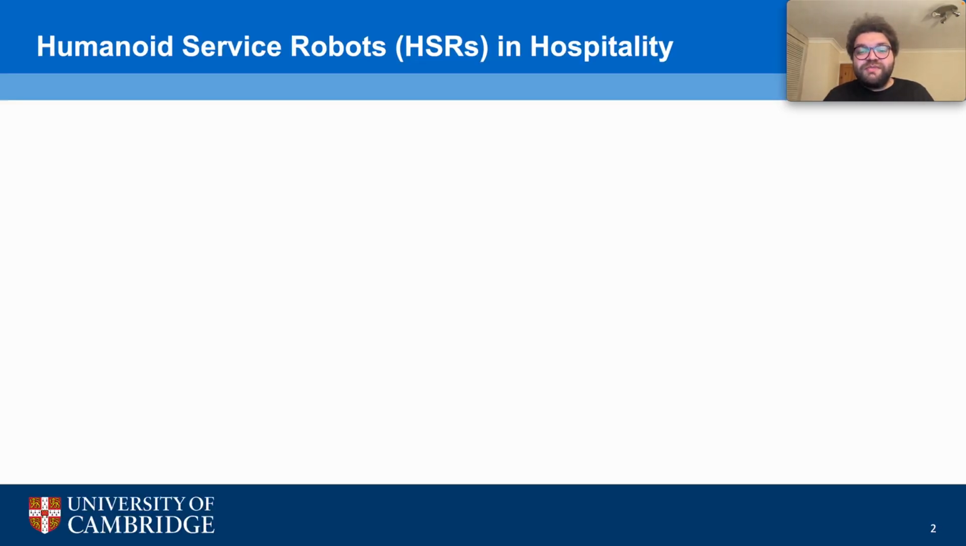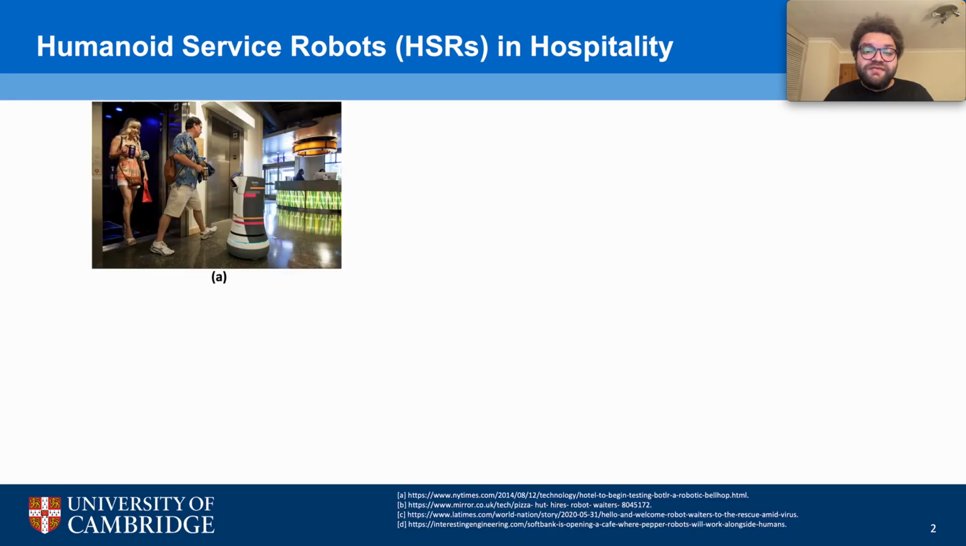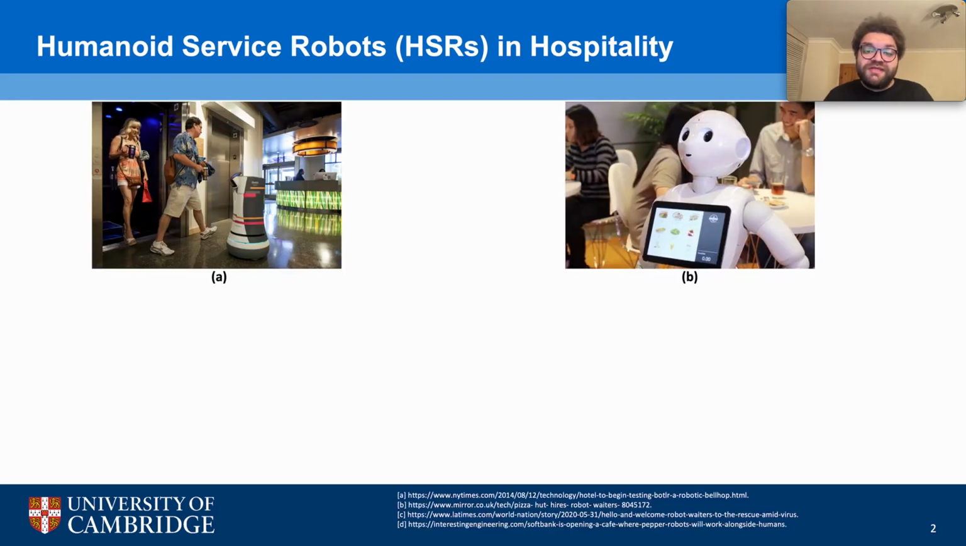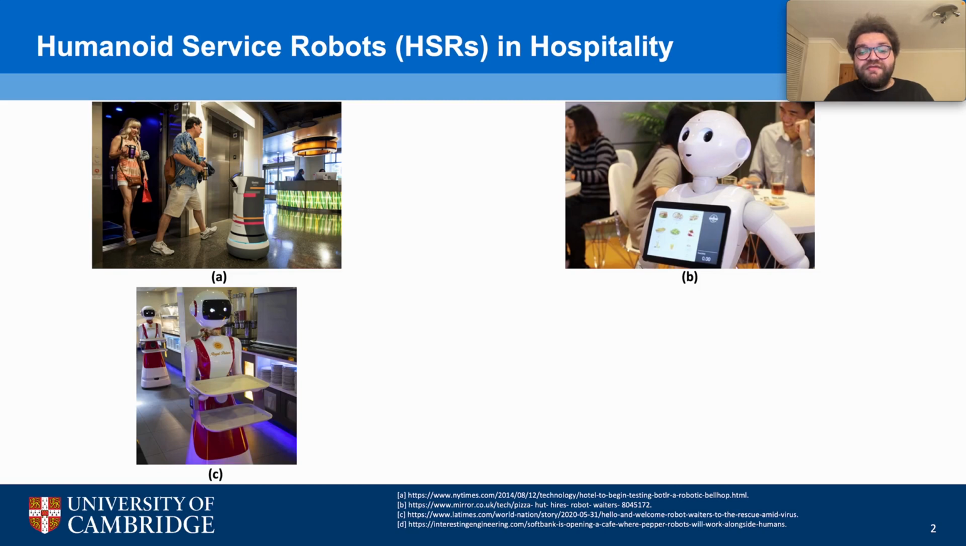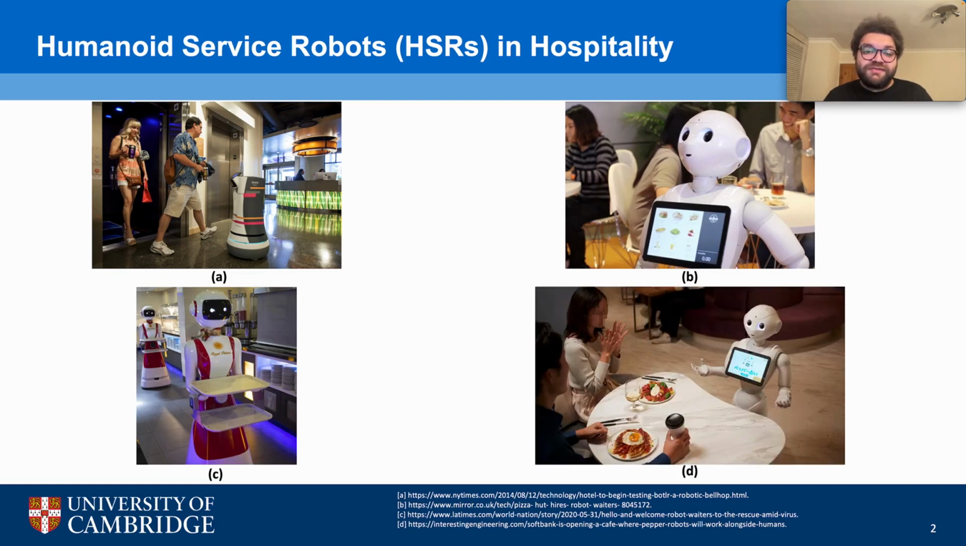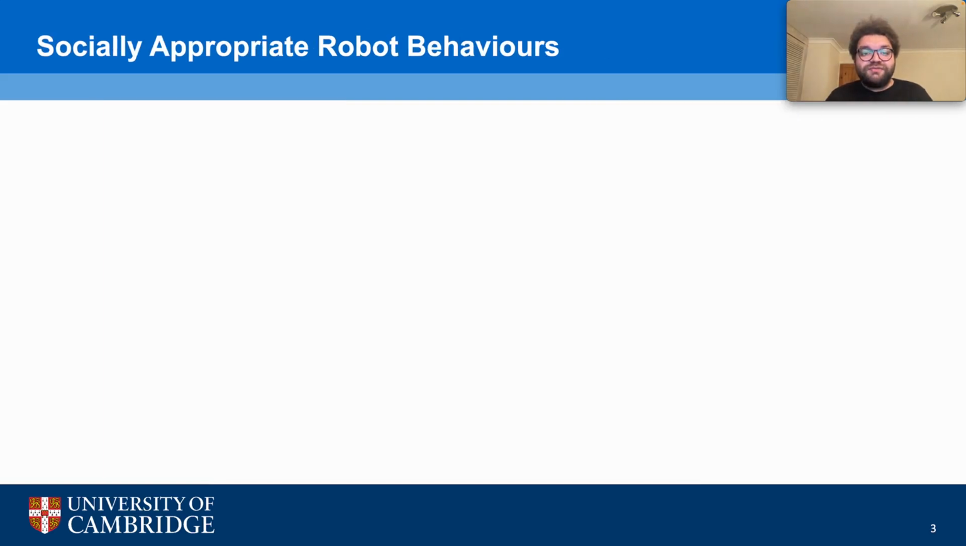Humanoid service robots are becoming more and more prevalent in the hospitality industry, whether it's conducting deliveries to guest rooms, being robo-waiters taking customers' orders, or delivering food to their tables in restaurants and cafes. HSRs are donning more active roles in serving humans in daily interactions. To effectively navigate in human environments, these robots need to learn behaviors that are considered socially appropriate by humans.